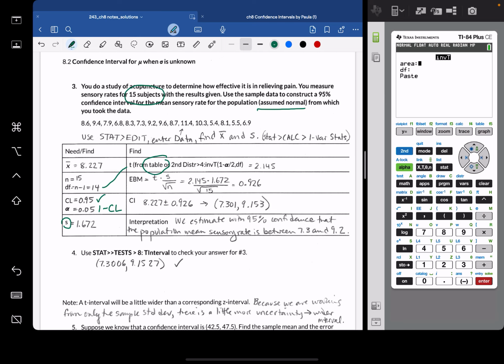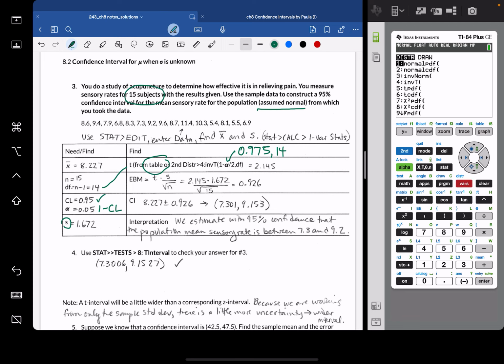So we said alpha was 0.05. Alpha over 2 would be 0.025. So what is 1 minus 0.05 divided by 2? Okay, so it's going to be 0.975 right there. And then the degrees of freedom will be 14. So that's what I need to put into my inverse t.